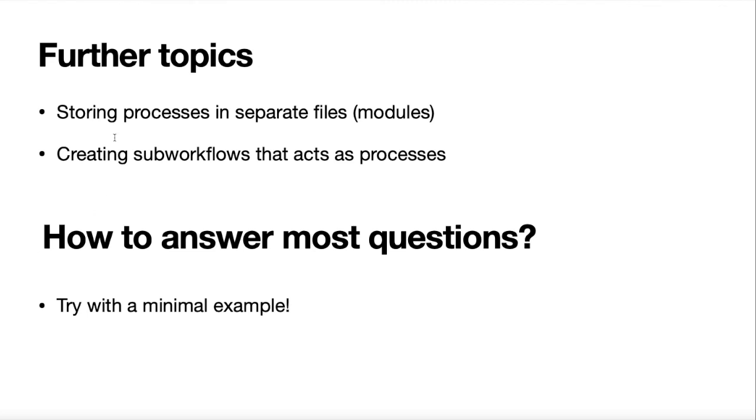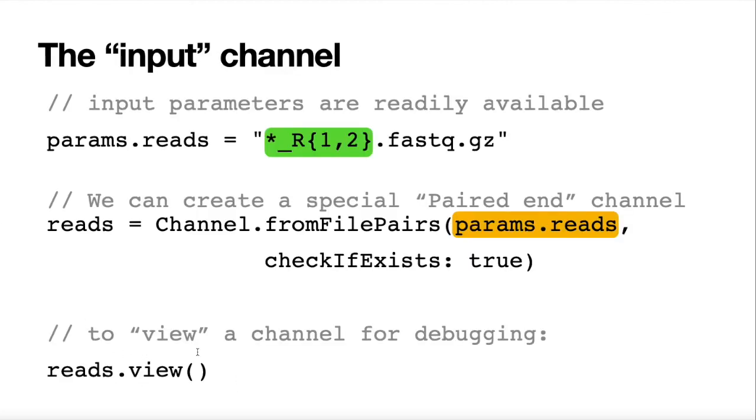Well, we will see how to store processes in separate files. We will not see how to make sub-workflows, but it's a good idea. And in general, when you want to know how this works in Nextflow, the easiest way sometimes is just to write a very simple example that takes one input and makes one output, and you can use the .view method to see if the channel is what you expect or not.